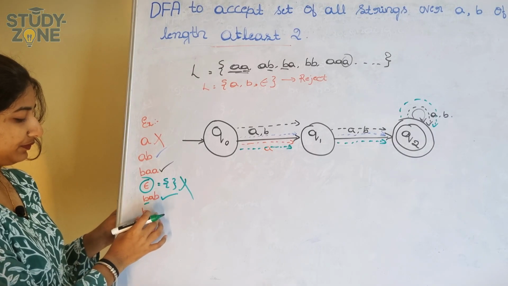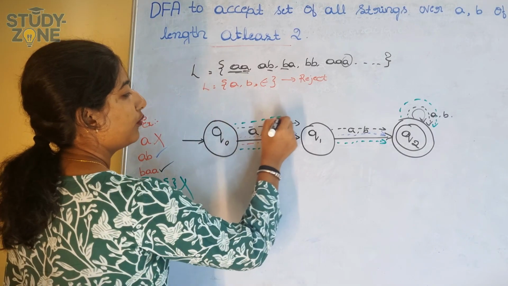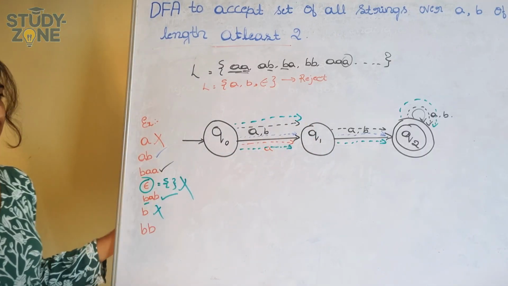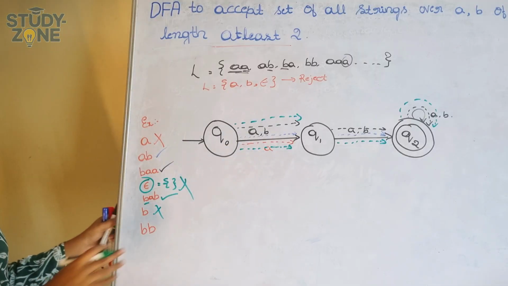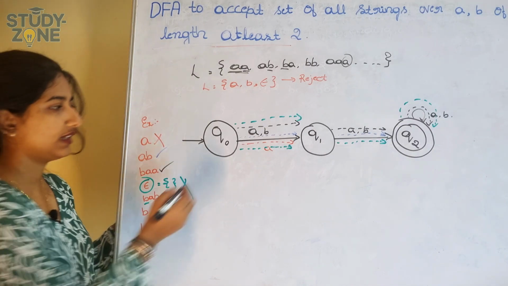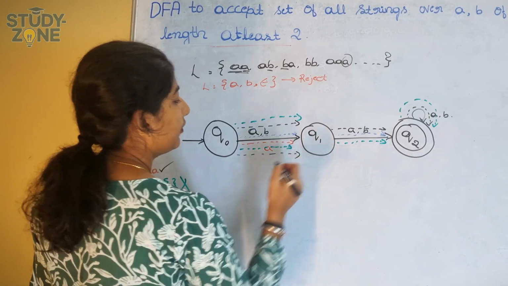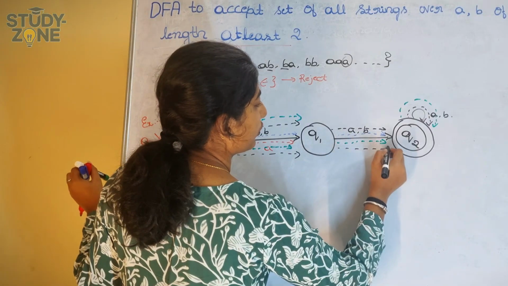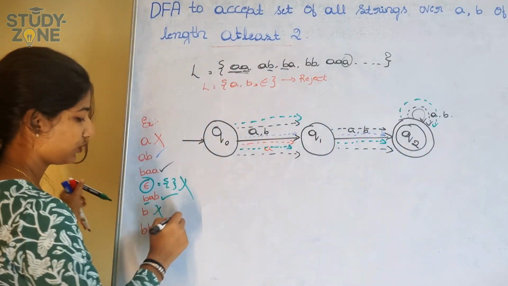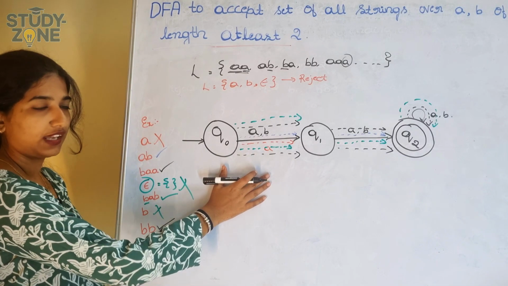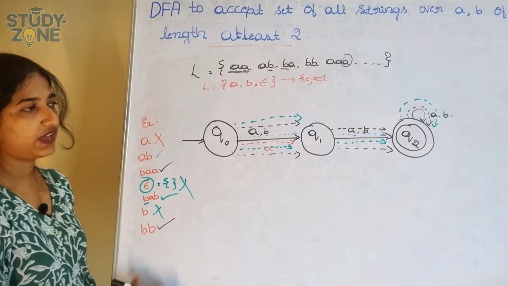Now only B. Q0 on B moving to Q1. Q1 is not the accepting state. So it will get rejected. Yes, our transition diagram is correct. Now BB. BB should get accepted or rejected? It should get accepted, right? So Q0 on B moving to Q1 and Q1 on again B moving to Q2, which is an accepting state. So my string is getting accepted. So this is how we represent transition diagram and how we verify with the help of examples.